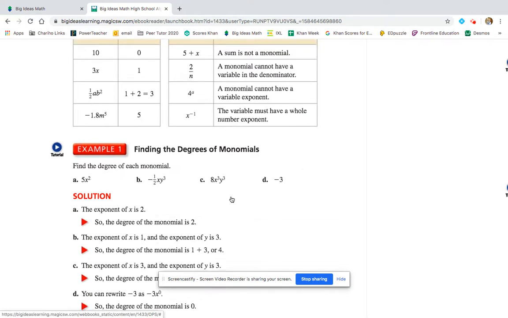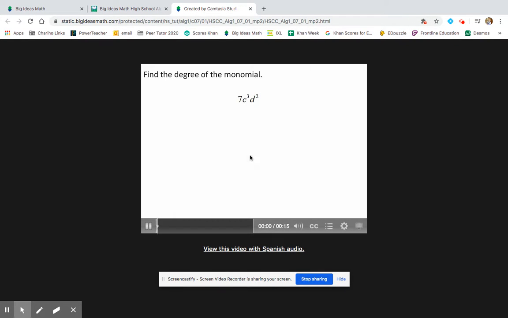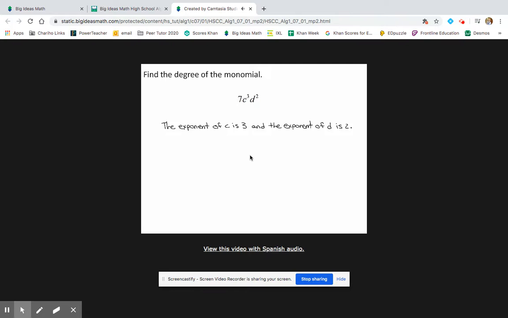It gives some examples. But what I do like about our ebook is all these little play buttons. It's another opportunity for you to see problems completed. So if you look down on the bottom there, number 2, 7c to the third d squared, it says find the degree. If you click that play button, it'll give you your answer. Find the degree of the monomial 7c to the third power times d to the second power. Notice that the exponent of c is 3 and the exponent of d is 2. So the degree of the monomial is 3 plus 2, or 5.